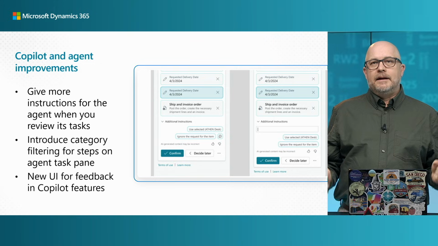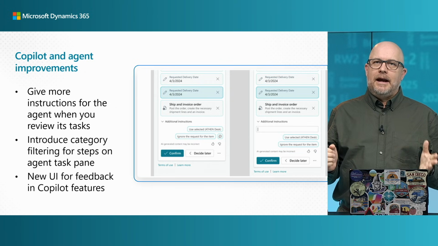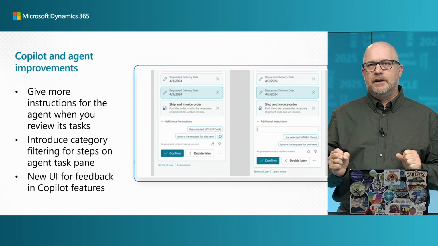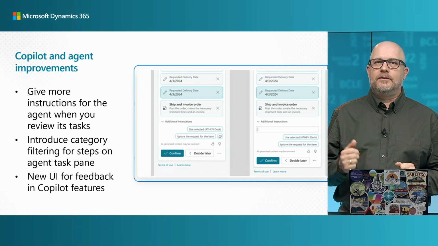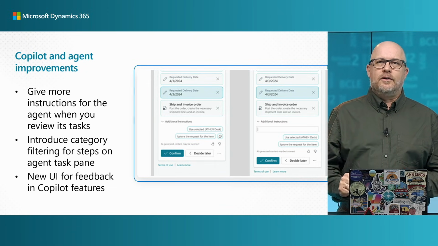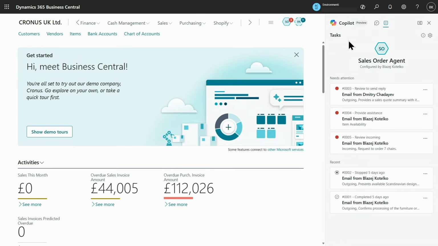And then the next group of features relate to Copilot and agents. Everything that we do in the user experience related to Copilot and AI agentic features in Business Central. I will show you a quick demo of one of those. So you will notice that I have a sales order agent running, and the sales order agent requires my assistance.